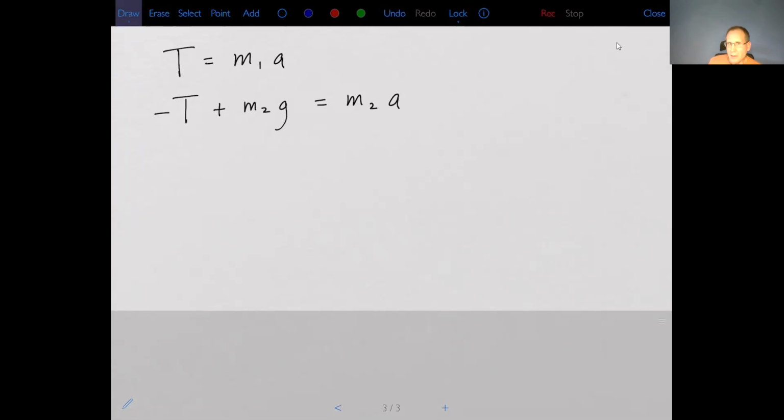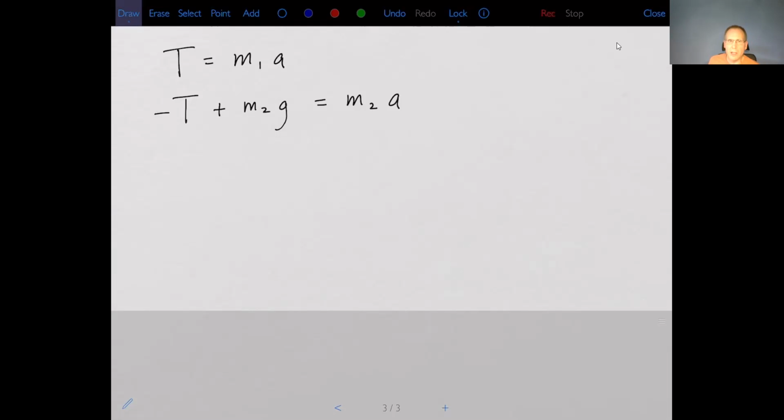I know what g is. If we're using CGS units, g is going to be 980 centimeters per second squared. But I don't know the tension, and I don't know the acceleration. But I have two linear equations in terms of tension and acceleration. So how do I solve these? I want to solve for A ultimately.